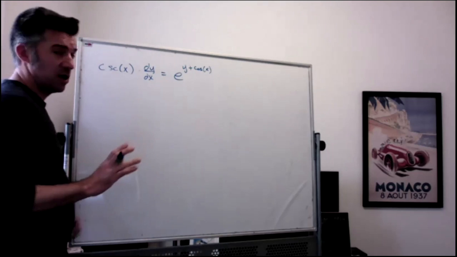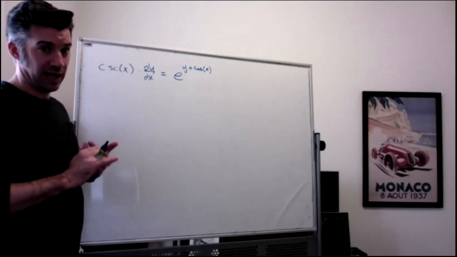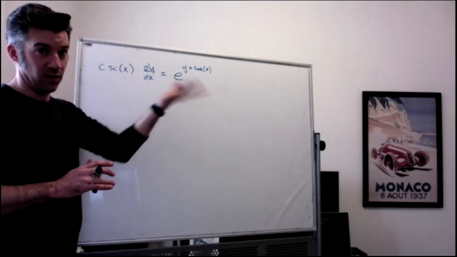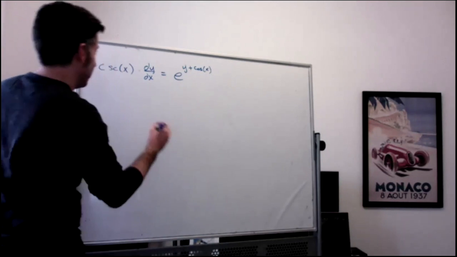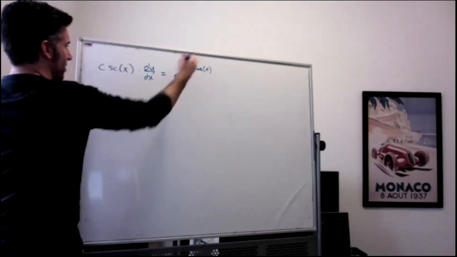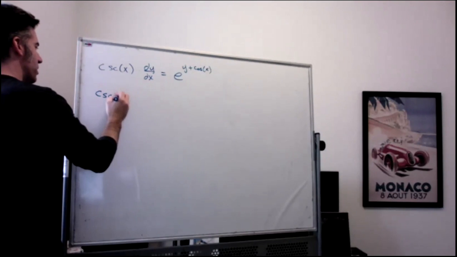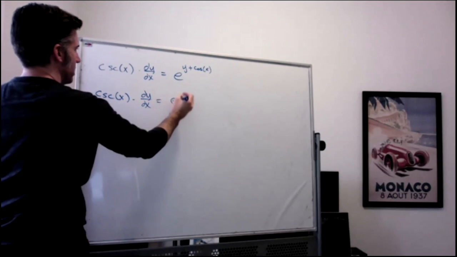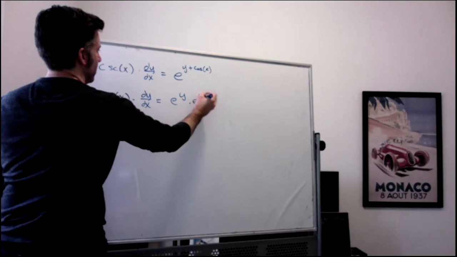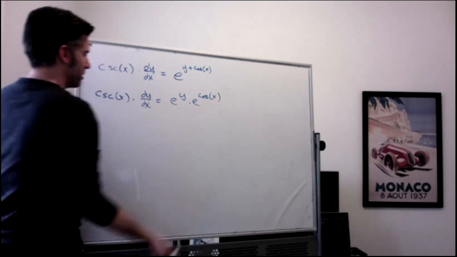So first, the only operations that we are really allowed to use to separate things, to get the y's on the left and the x on the right, is either multiplication or division. That's kind of it. So I need to figure out how to deal with this. I need to rewrite this as cosecant of x times dy dx equal to e to the y times e to the cosine of x.